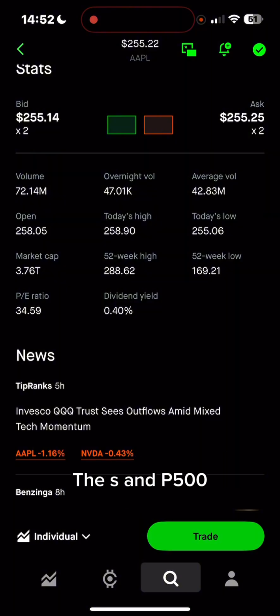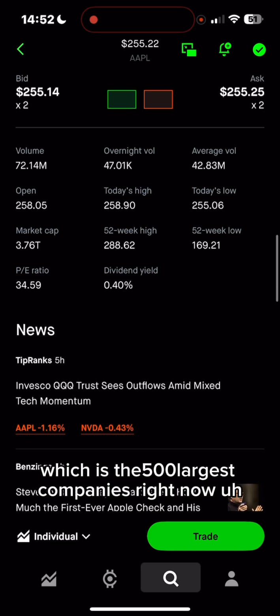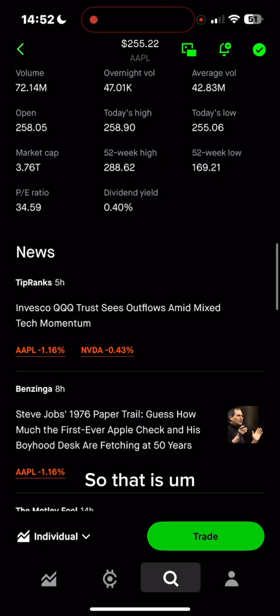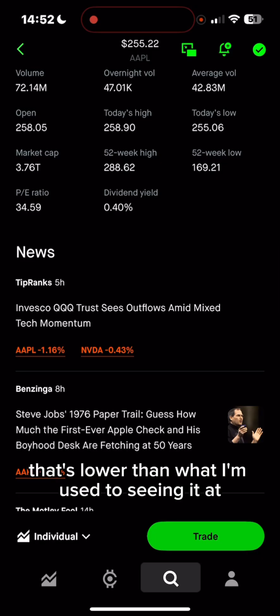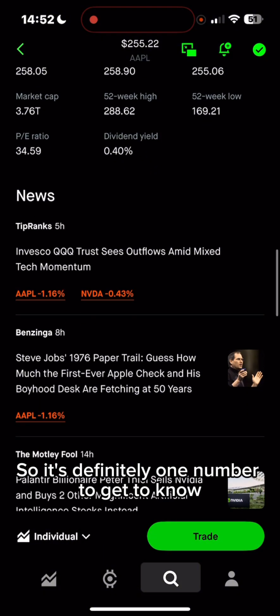The S&P 500, which is the 500 largest companies right now, sits around 20 to 30, and the PE right now for Apple is 34. That is actually slower than what I'm used to seeing it at, so it might be for a reason. It's definitely one number to get to know.